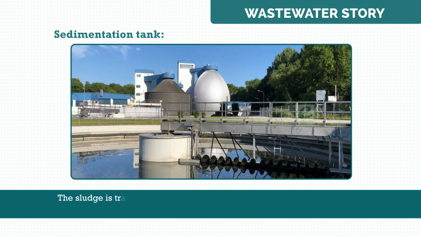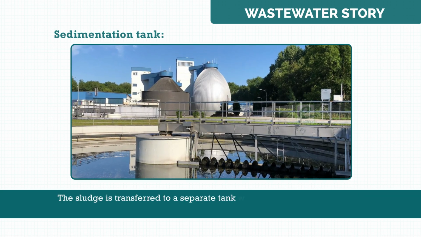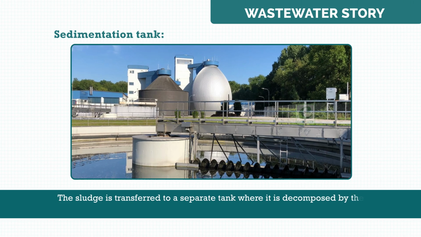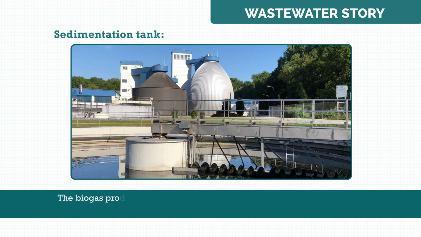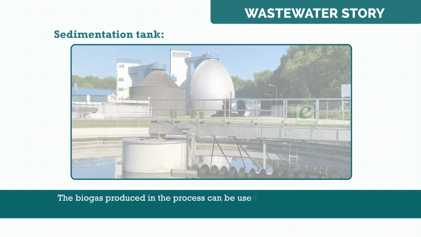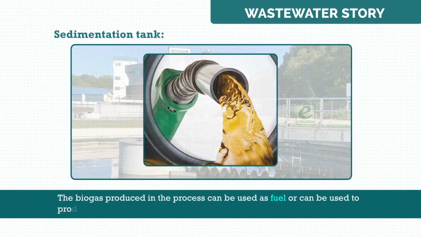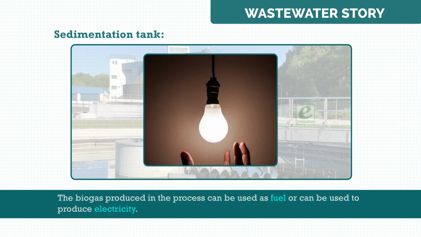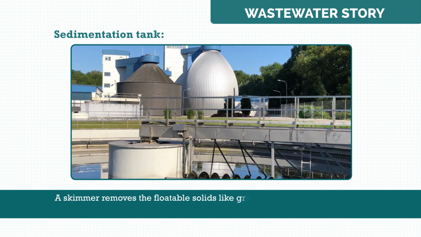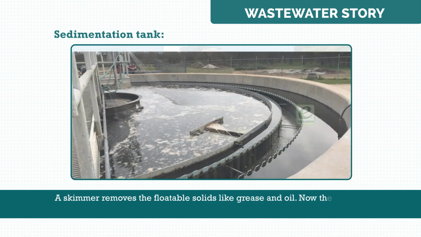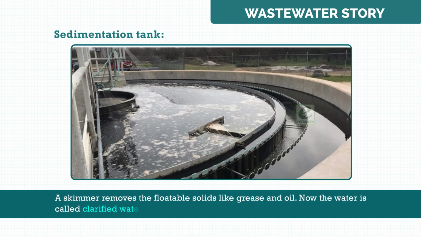The sludge is transferred to a separate tank where it is decomposed by anaerobic bacteria. The biogas produced in the process can be used as fuel or to produce electricity. A skimmer removes the floatable solids like grease and oil. Now the water is called clarified water.